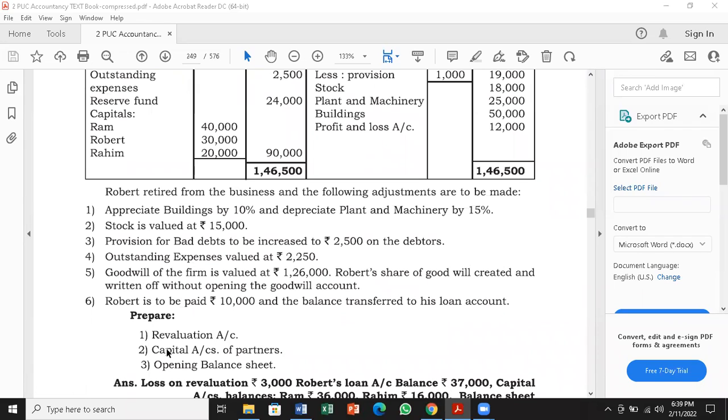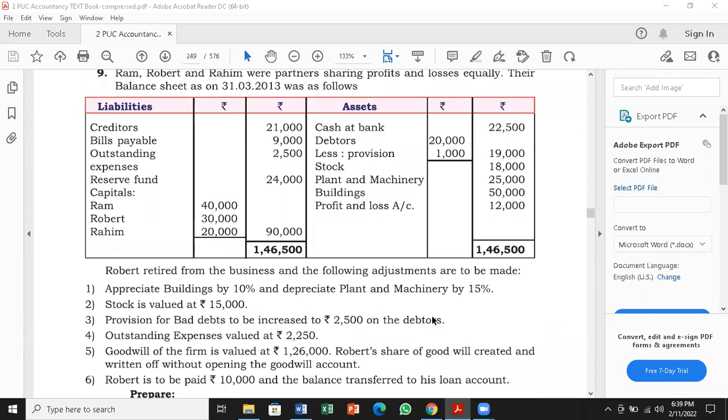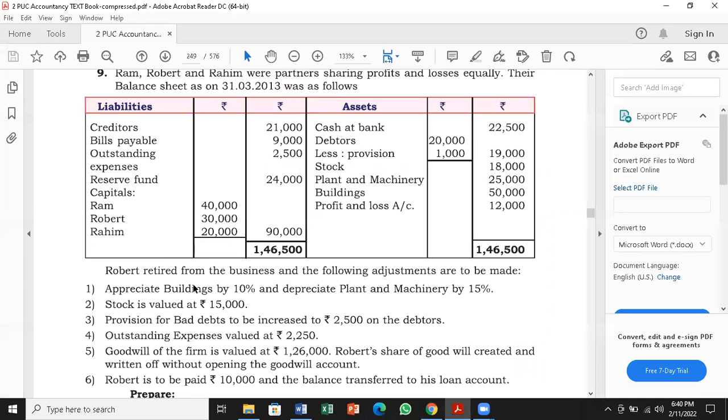Prepare revaluation account, capital accounts of partners, and the opening balance sheet. Opening balance sheet is nothing but new balance sheet. So this is the problem given. So I'll go for this page 239, textbook problem number 9, 12 marks problem. I'll go for the first 4 adjustments which are connected to revaluation. So I'll go one by one.